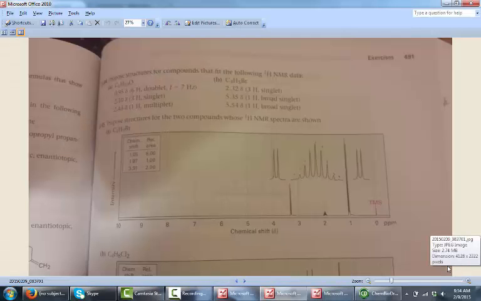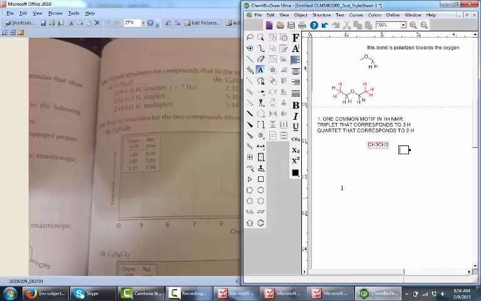Okay, so let's continue now with problem 13.45 in the book. This problem, which I've shown a picture of over here, says propose the structures for the two compounds whose proton NMR spectra are shown. So let's do the first one, which is C4H9Br.